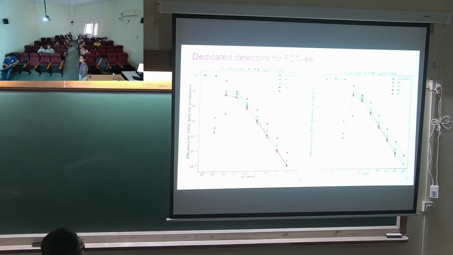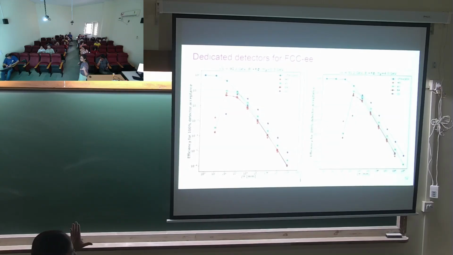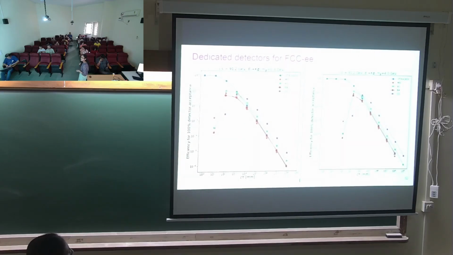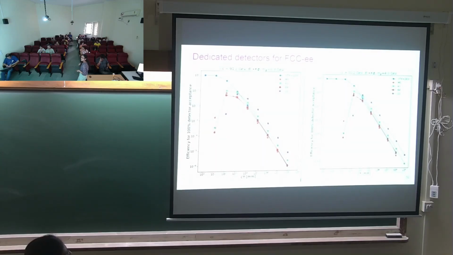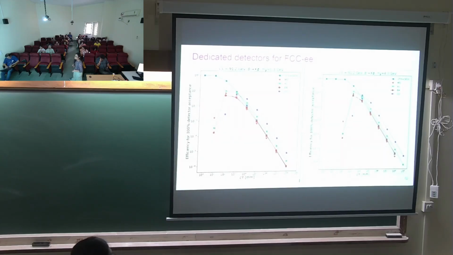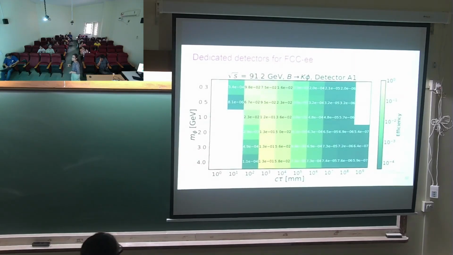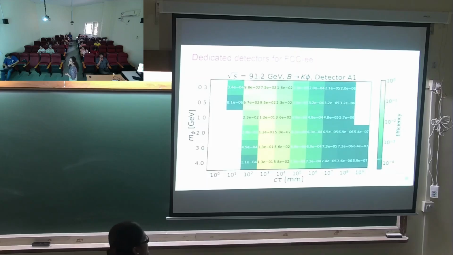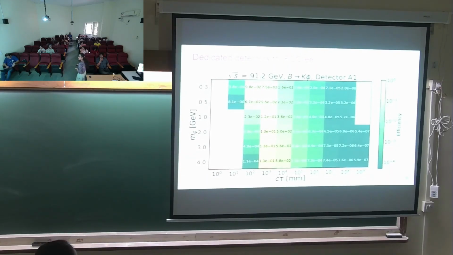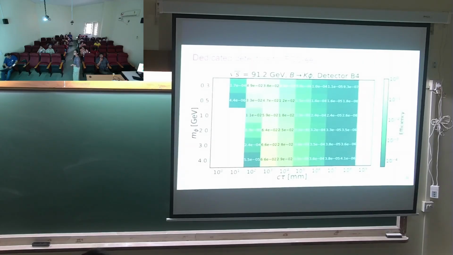This is the comparison between vertex DCH, the inner component of the IDEA detector, versus the outside detectors, and we can see for C-taus greater than 1 meter the dedicated detectors will perform better. And this is the signal efficiency as a function of mass and C-tau for these 3 dedicated detectors, and I'll skip that.